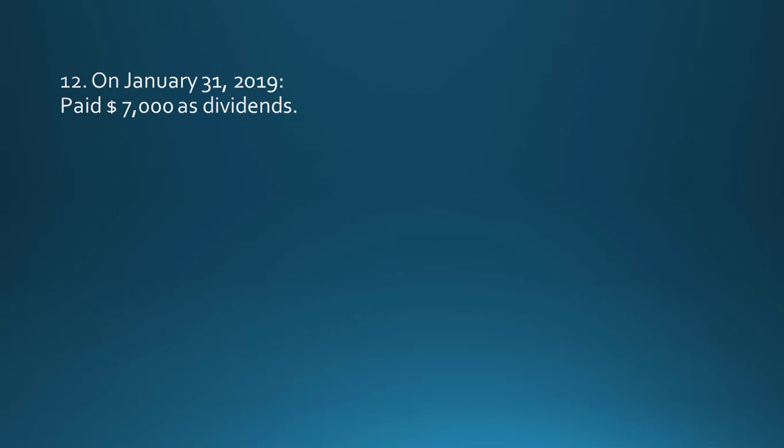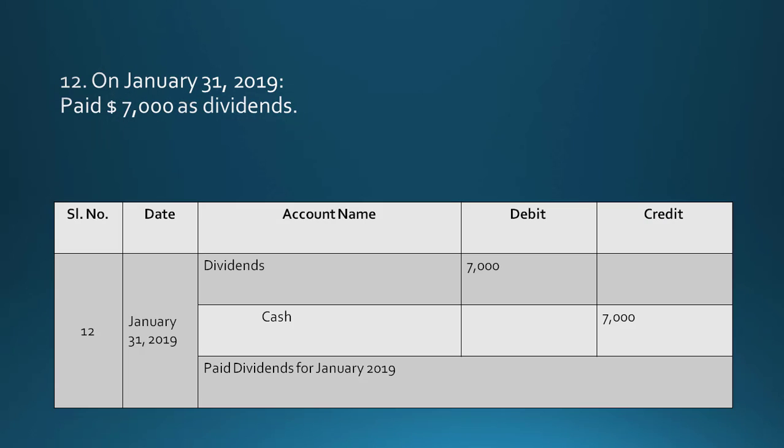On January 31, 2019, paid $7,000 as dividend. So I'll describe dividend on a separate video, but for the time being, you just remember dividend is something which you actually pay to your investor because they invested in your company to earn some money. So dividend is like a portion of your profit you are giving to your investors. So as you are paying dividend, so dividends will be debit by $7,000 and you are actually paying cash. So cash will be credited by $7,000. So let's see the next transaction.